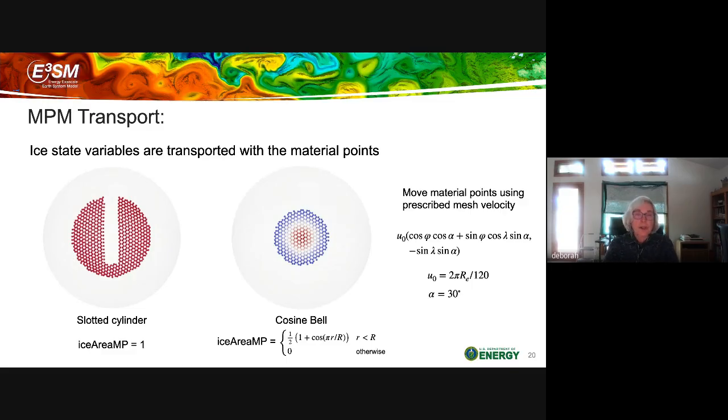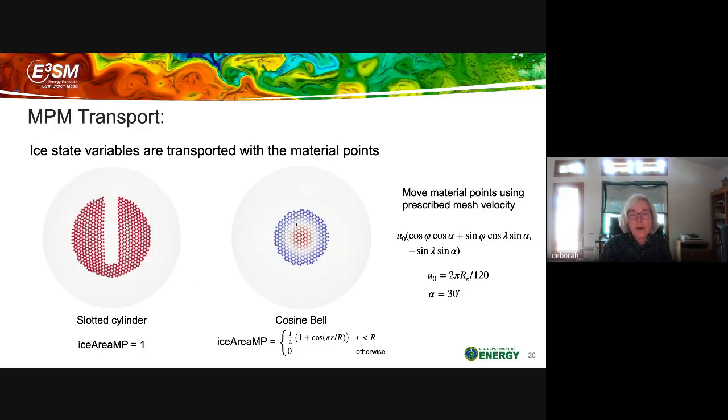So I also mentioned that one of the reasons that it's convenient to have this Lagrangian description is that when material points move, they carry their information with them. And so this is a simple example looking at advection. Here we put down a set of material points to represent ice in this slotted cylinder. Of course, you see that in the Arctic all the time. Just assign a constant ice area, which is actually the concentration of ice.